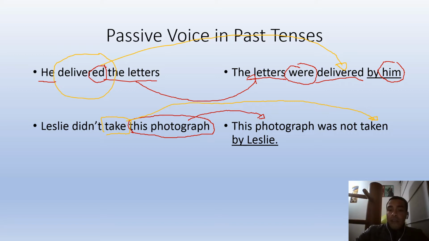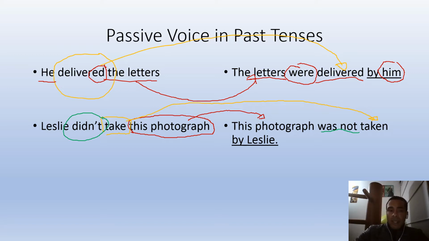We always need a verb to be, and it is the verb to be that is going to be the negative part. So we have "didn't" here, and instead of using "didn't," we're going to use "was not." Pay attention here because this is singular: this photograph was not. If it were plural, we would use "weren't."